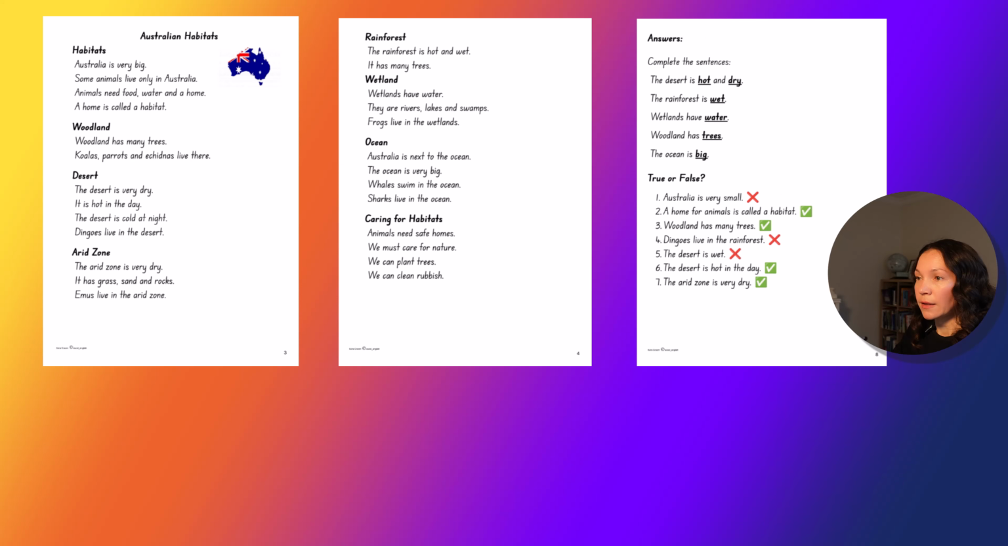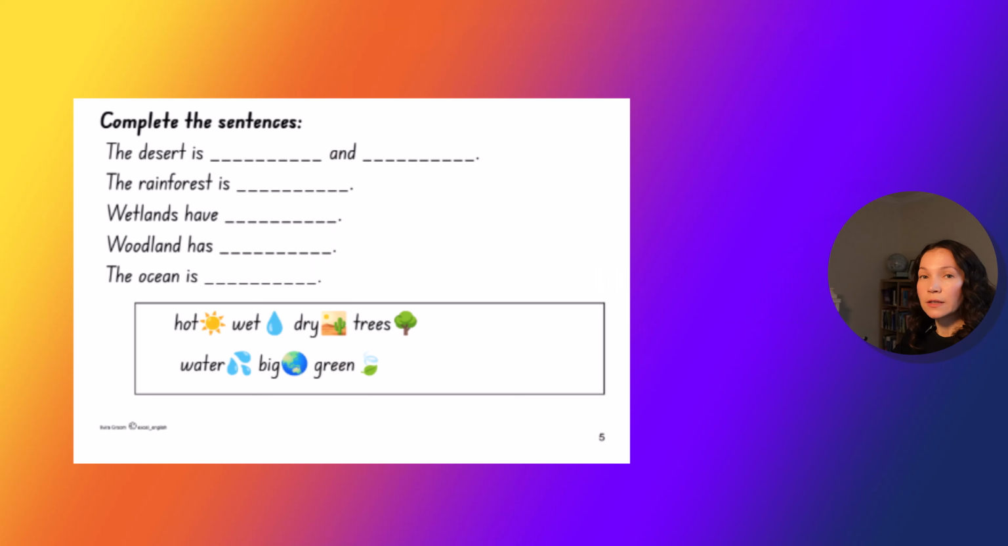Another activity is a cloze activity. This one is much simpler than the interactive one. The interactive one, we completed that activity together. And this activity, they will complete by themselves. So it's sort of an assessment.